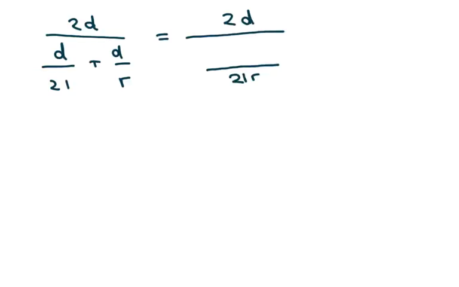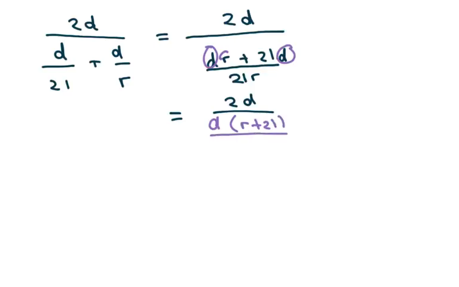So you kind of cross here. This is going to be DR plus 21D. And then you simplify further, and I'm going to pull out a D. You're going to get 2D. I'm pulling out this D here as the highest common factor. So you get D times R plus 21 over 21R.